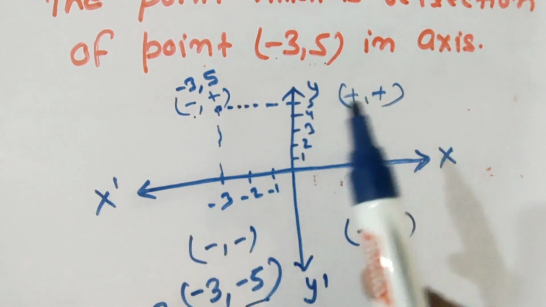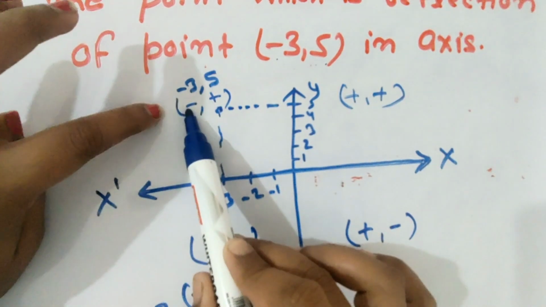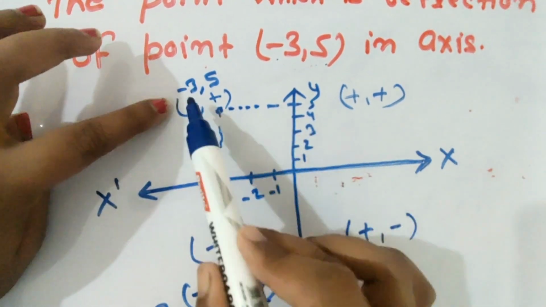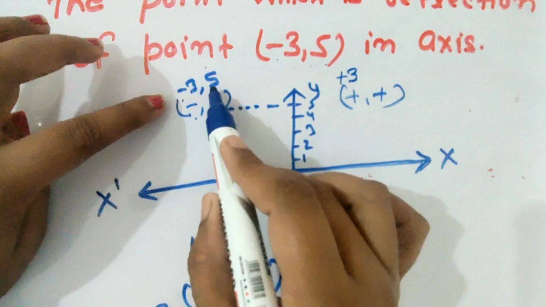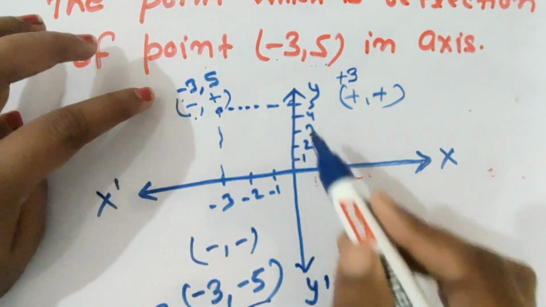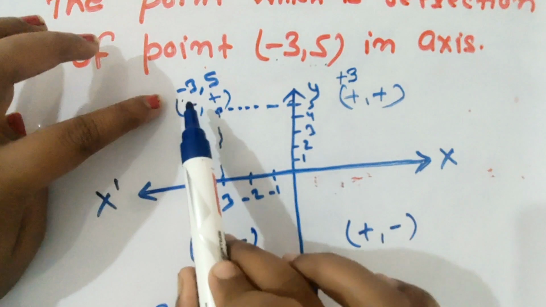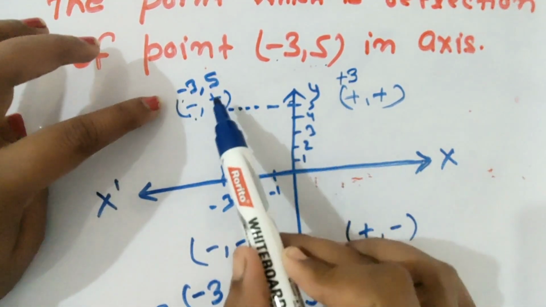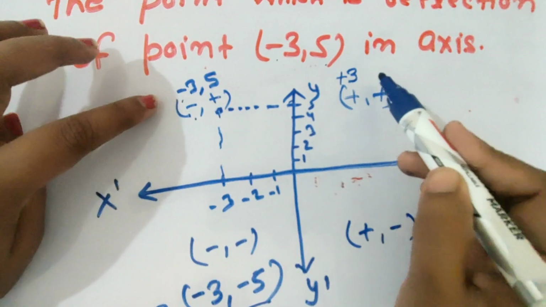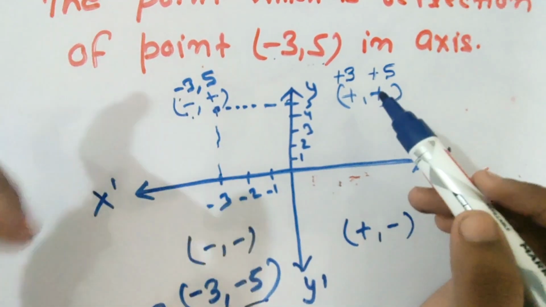If the question asks for the y-axis reflection, then what comes? For the same question, if only the y-axis reflection is asked, then here the negative 3 becomes positive 3, and the 5 stays, because the vertical line is the y-axis and the horizontal line is the x-axis. The negative 3 on this side becomes positive because of the reflection in the y-axis. Here the x coordinate is positive and the y coordinate is also positive.